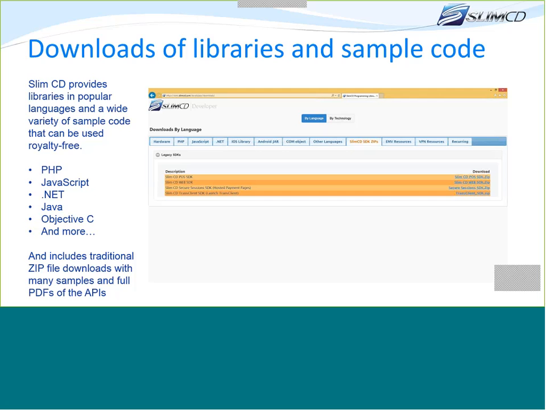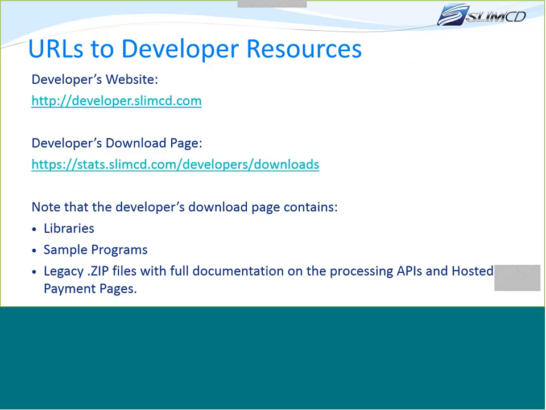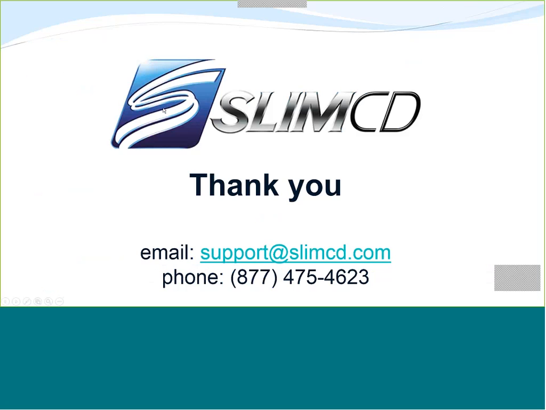Some folks prefer to get a PDF, print it out, take a look at it. That's all available here. Here are the URLs to those websites. The developer's website, developer.slimc.com, and the download page gives you all the downloads. So you'll find sample code that you can cut and paste right out of the developer's website, but you've also got full SDKs you can download from the download page in all the languages.